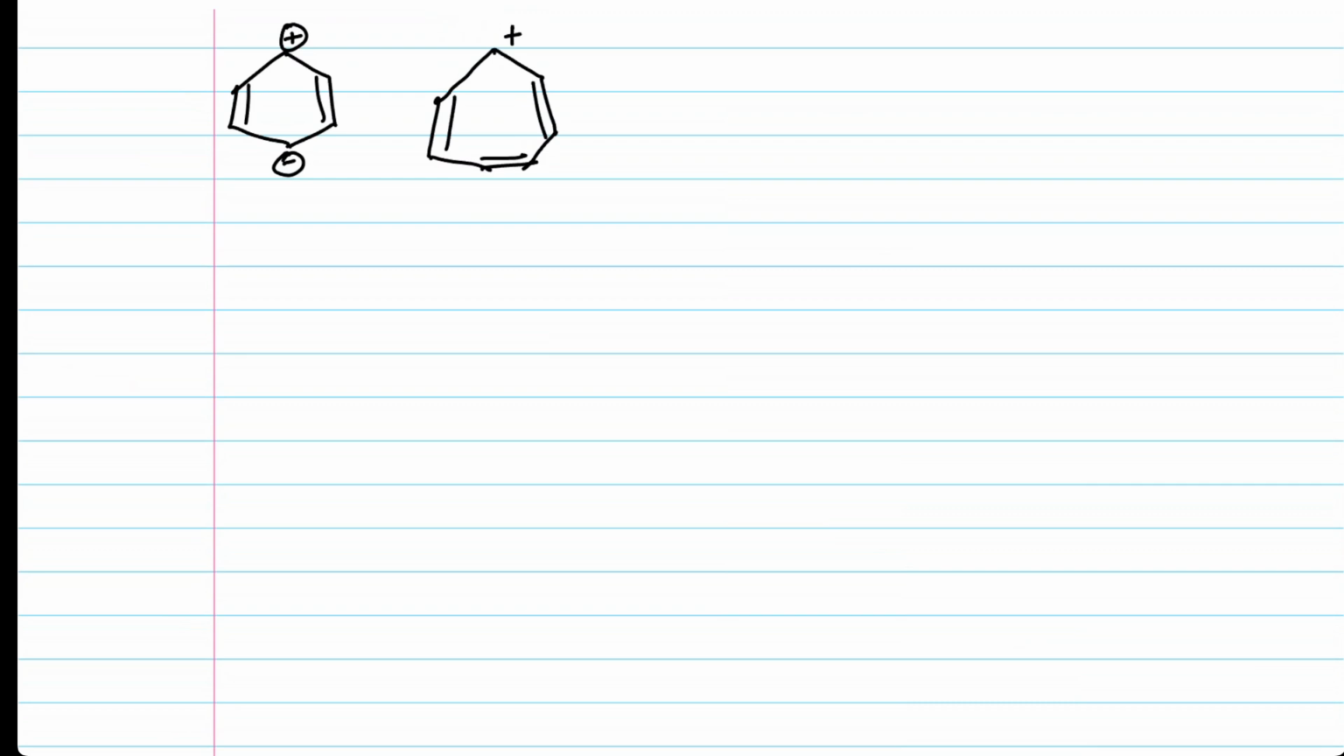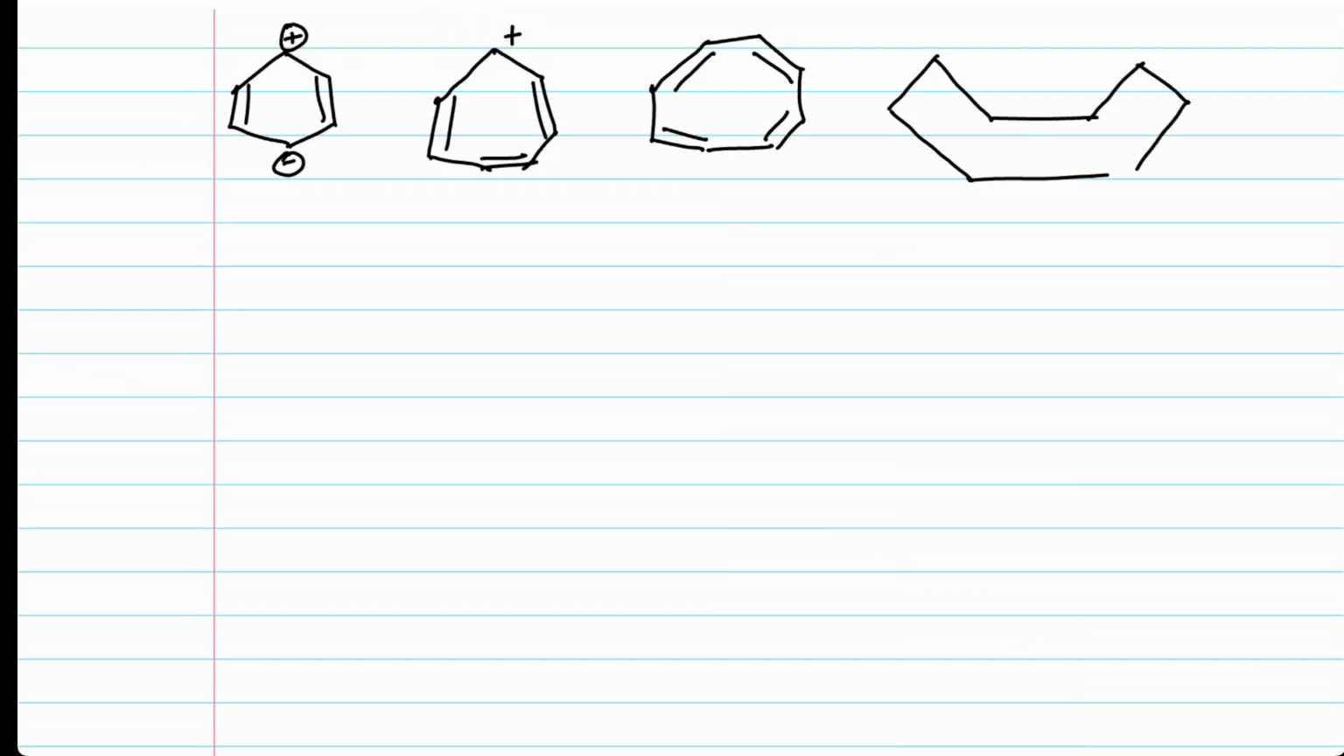Then we could have a particular peculiar compound. This particular compound is called cyclooctatetraene. The cyclooctatetraene, I have made the structure as a planar compound, but the cyclooctatetraene is actually not planar. This compound is tub-shaped. Tub-shaped would mean that this compound is a non-planar compound.